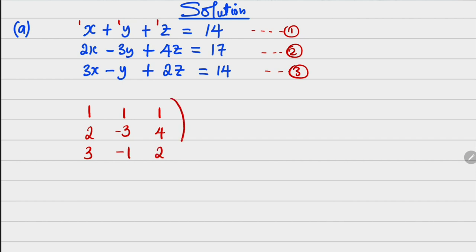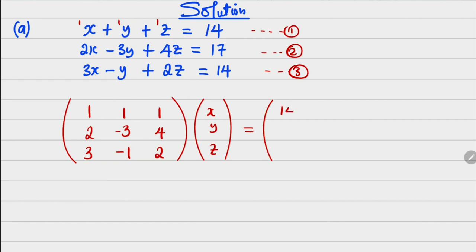Now, this is to form the matrix, okay? So this is the matrix of it. So we are done with that. Then we are going to form a matrix of the unknowns. This is the method of doing it. So the matrix of the unknowns, we have X, Y, and Z. Now this will be equal to 14, 17, and 14. So we form the matrix. That is the method of doing it.